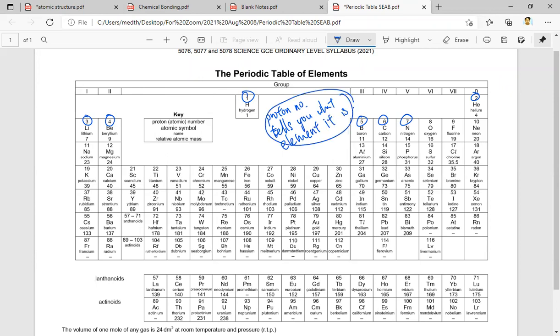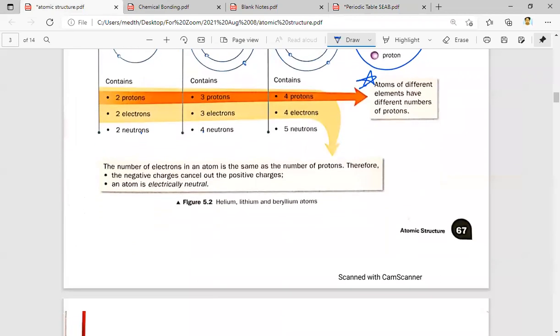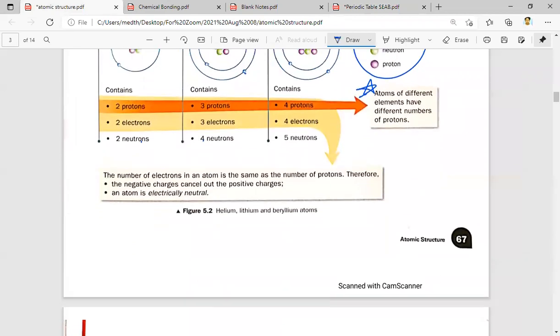So just keep it in your mind, take note of it. Okay, now next. One thing they want to highlight is this. It is that for an atom, the number of electrons is the same as the number of protons.